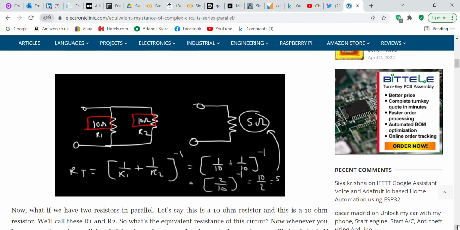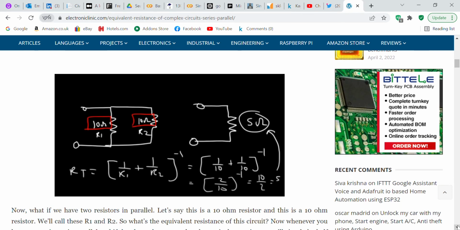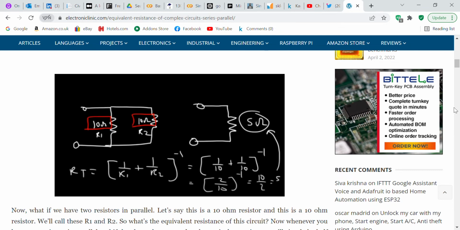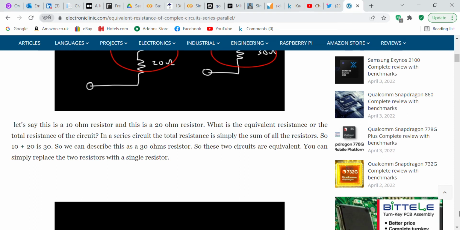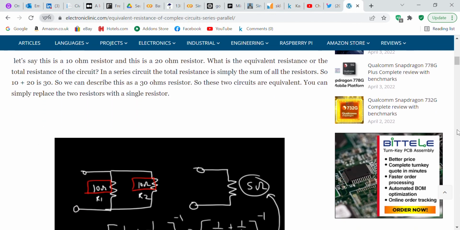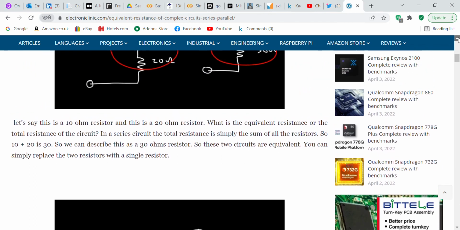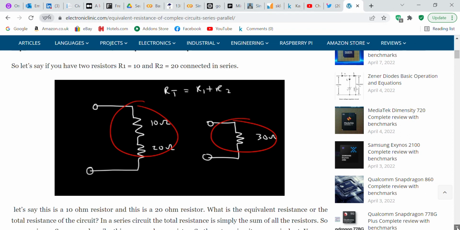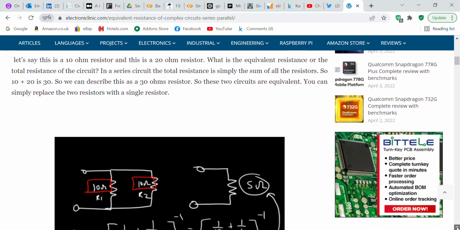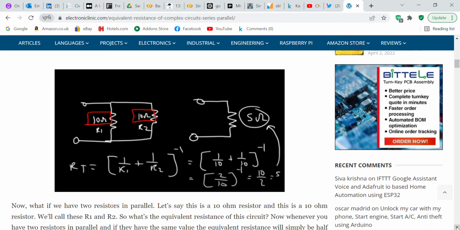Now we're going to talk about calculating the resistance of a parallel circuit. The resistance we just discussed here is series. This is the resistance of a series circuit, and a 10 ohm resistance with a 20 ohm resistance is going to give you a total of 30 ohms. Now we're going to calculate the resistance of a parallel circuit.